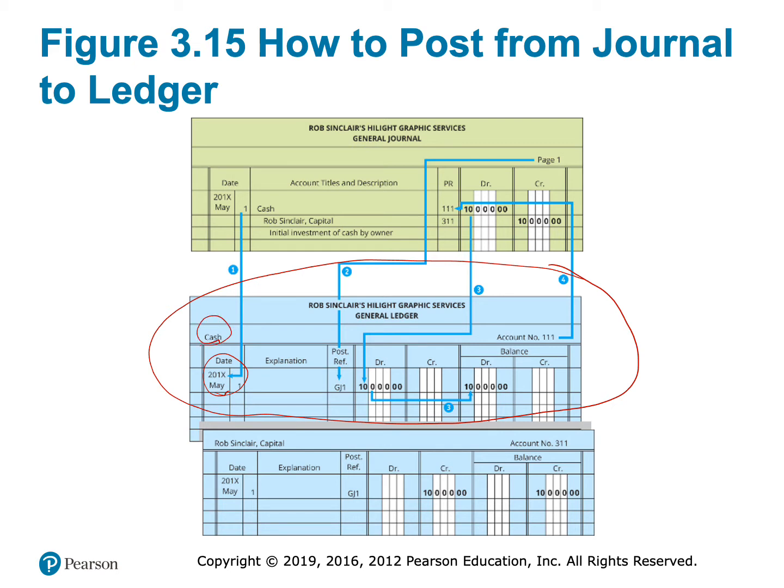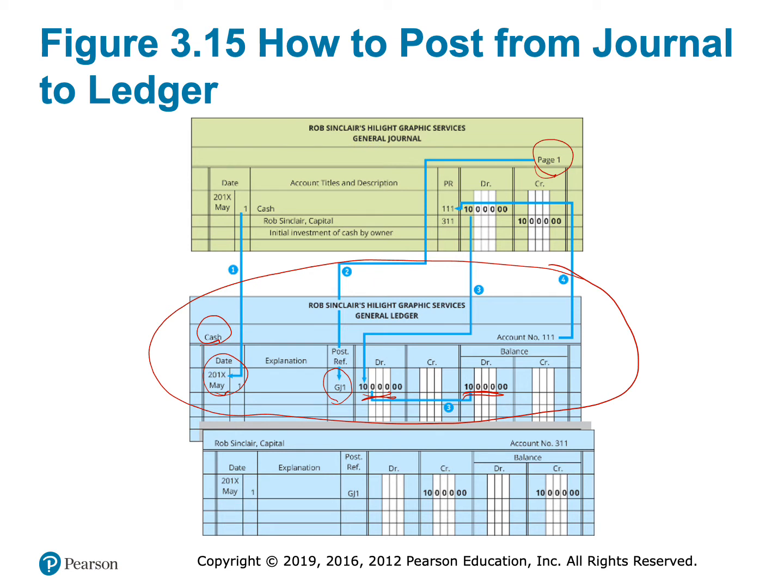I'm going to go over here now, the post-ref column. The post-ref column is where I'm going to put what page of the journal that the original entry is recorded on. So this is recorded on page 1 of the general journal. So our post-ref is GJ for general journal 1. Then in the debit column, I put 10,000. And then I calculate my new balance, which is just 10,000 because remember Rob had just opened his business, so everything had a zero balance. We're just putting the balance in.